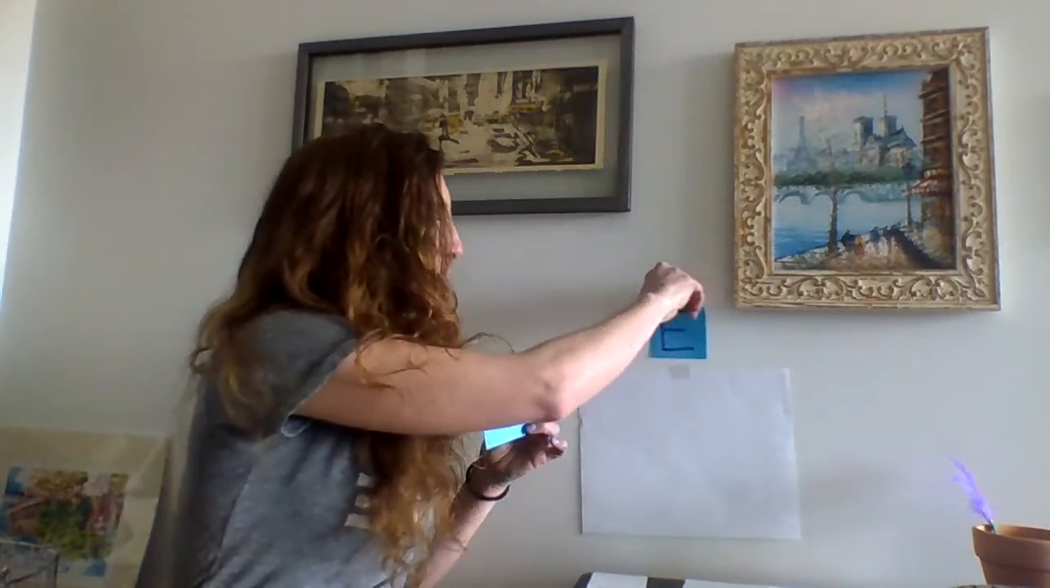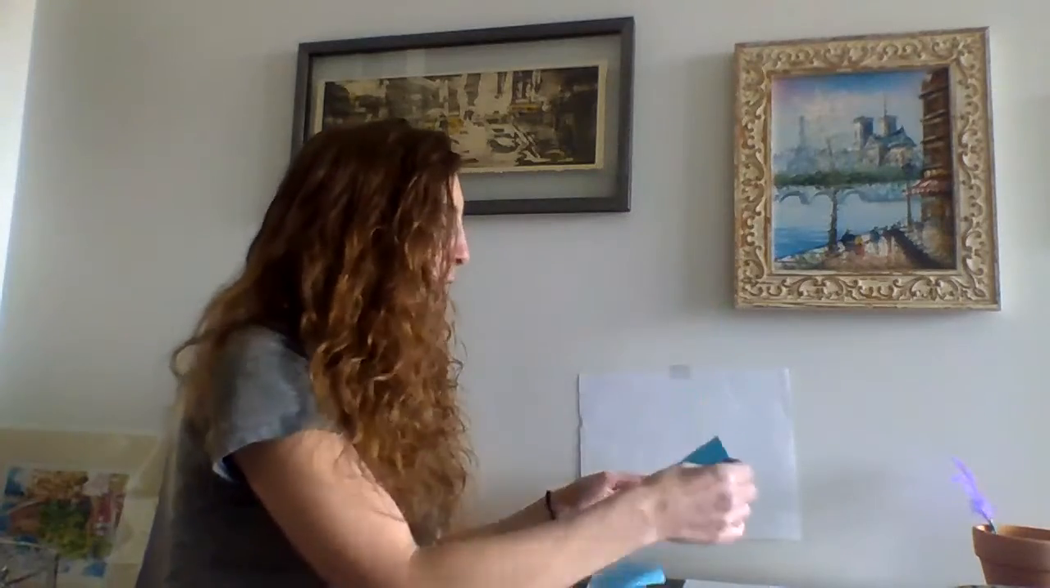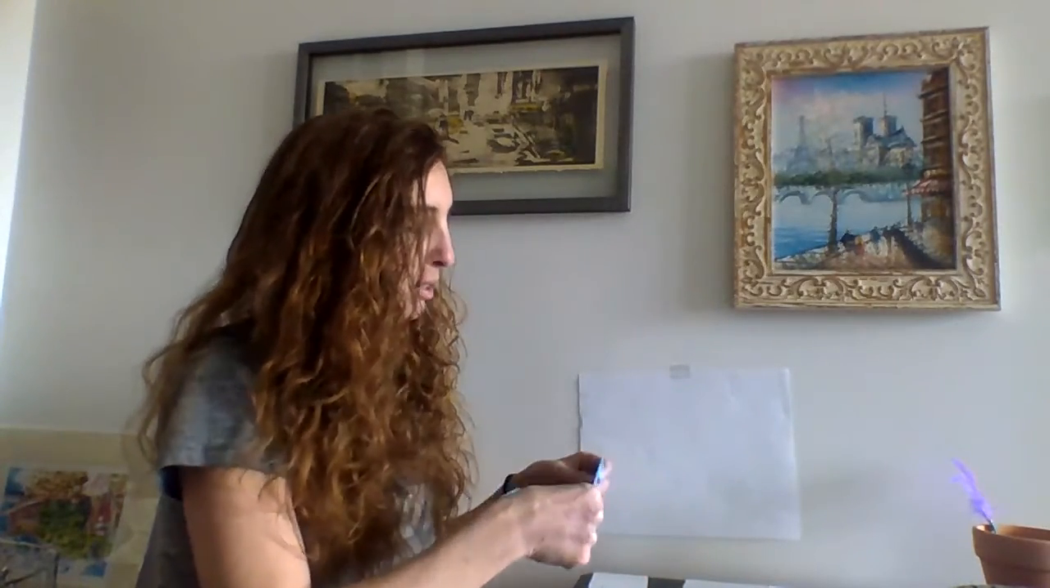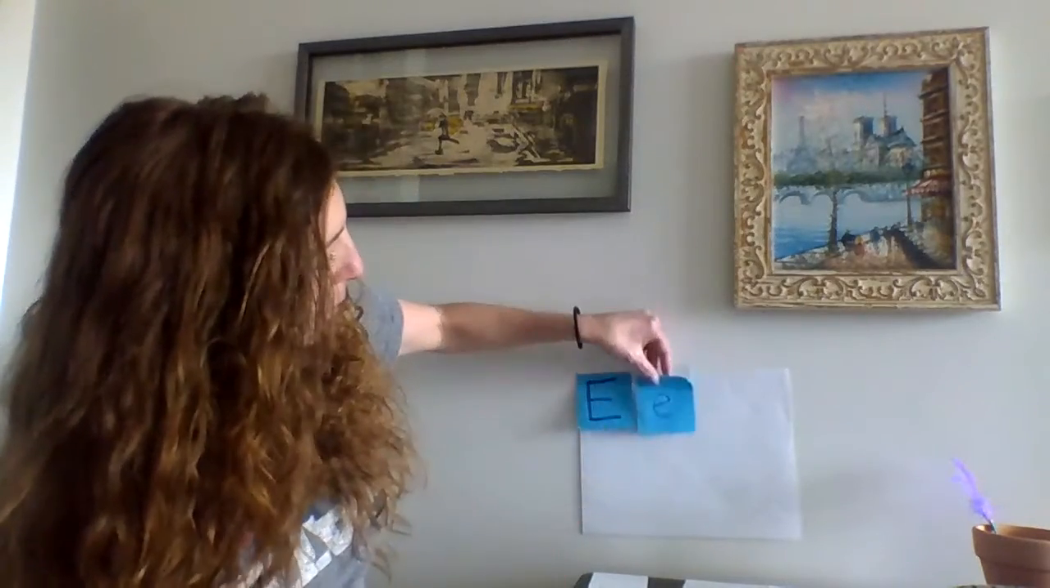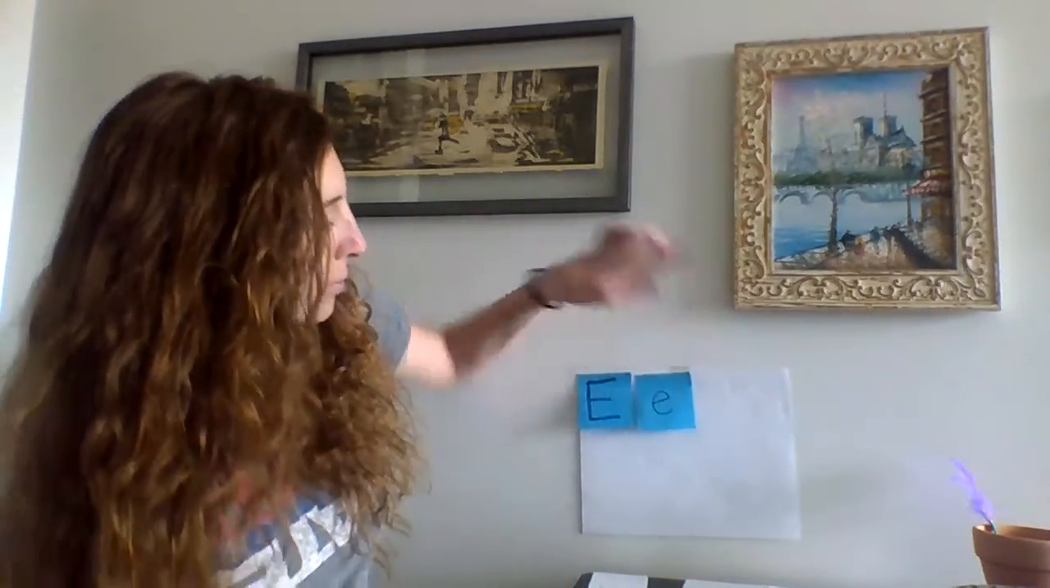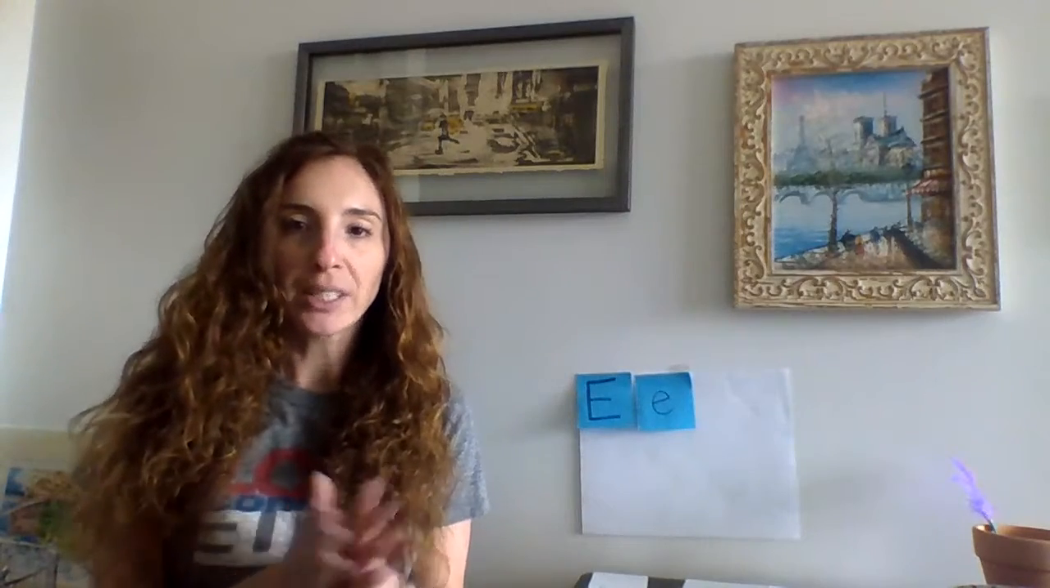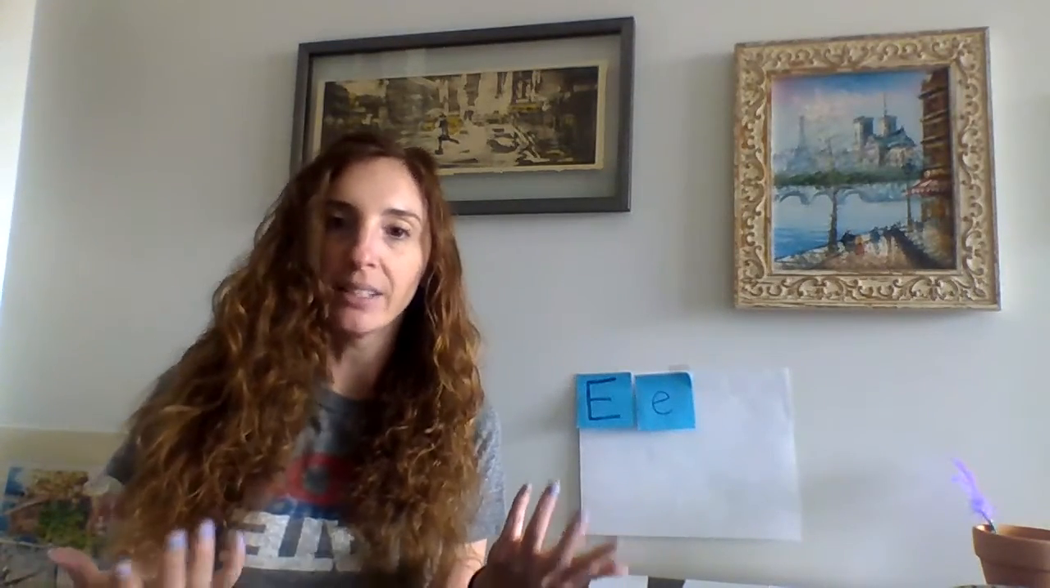So let's put these here. Oh, they're not going to stick. My paper is not sticky anymore if I stick it right on the paper. There we go. Okay, so now that we know how to identify letter E, let's take a look at some friends' names and see if you can find the letter E's in their name.